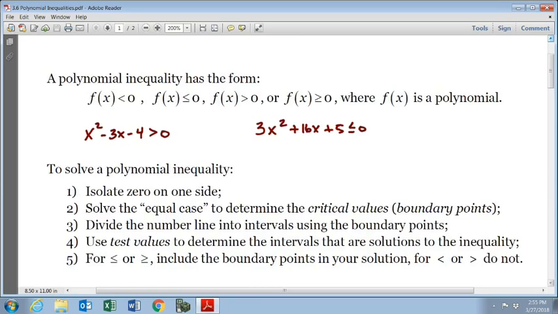And then we're going to use a number line. We'll put those boundary points on the number line, and we're going to use that to help us get our solution. And then we'll use test values to determine which intervals we're going to shade, or which intervals are solutions to the inequality. And then we'll also talk about when we include the boundary points in our solutions or not. So let's just go ahead and do an example. I think that'll make it clear how this works.